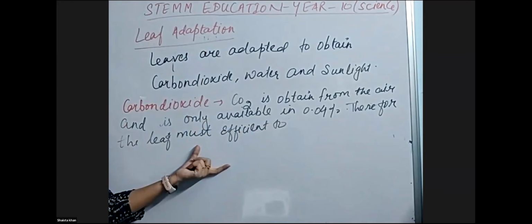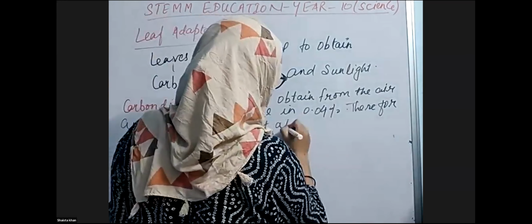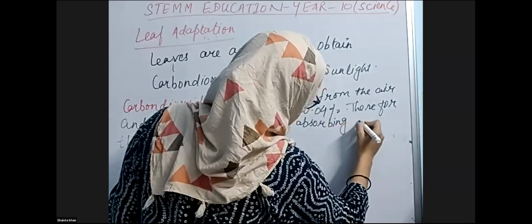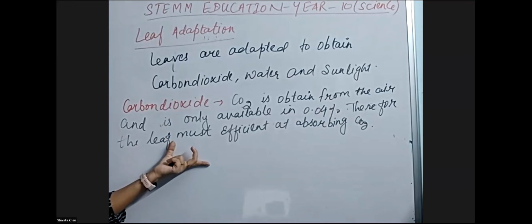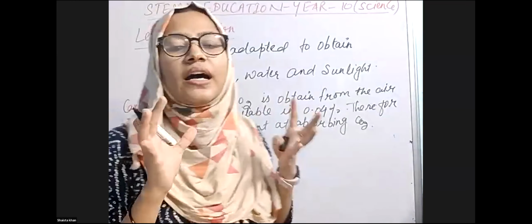Must be very efficient and absorbing carbon dioxide from the atmosphere. That's why leaves have a large surface area.